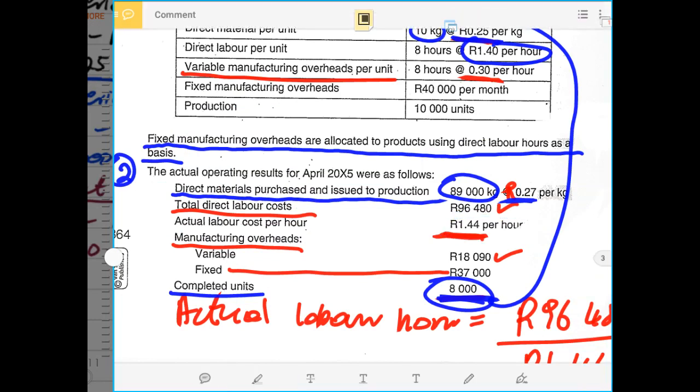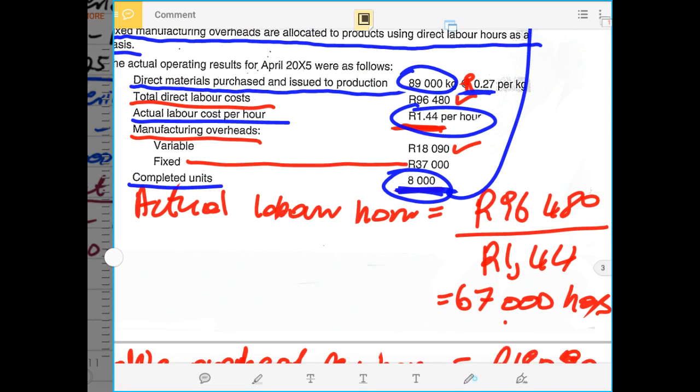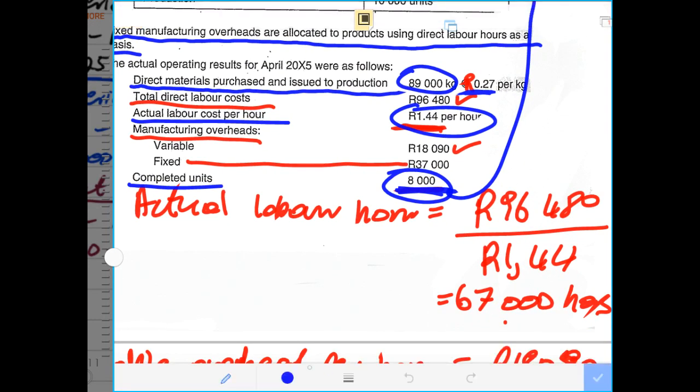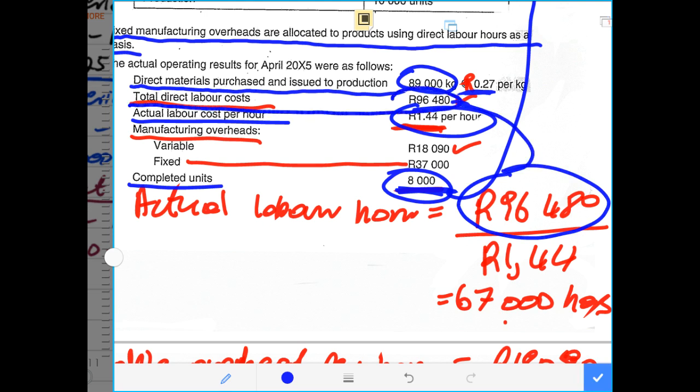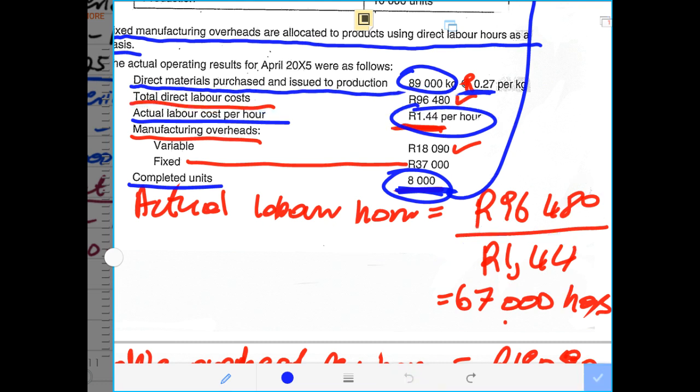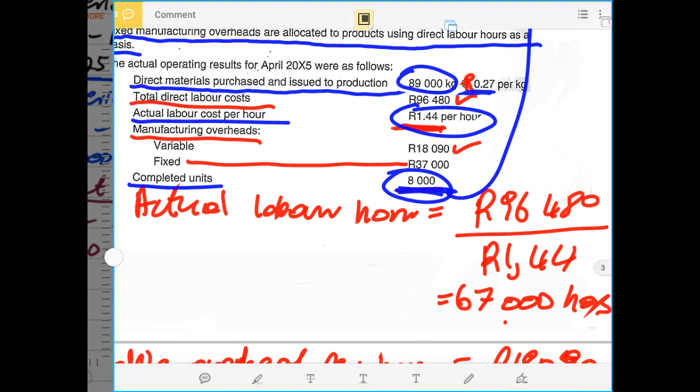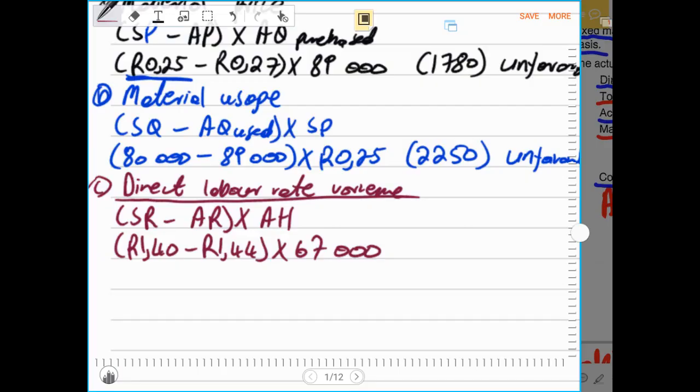And we did that by taking the total direct labor cost, which was provided to us. Total direct labor cost was 96,480. And we divided this by the actual rate, which was 1 rand 44 cents. From there, we were able to calculate what we call the actual labor hours. So that is where the actual labor hours are coming from.